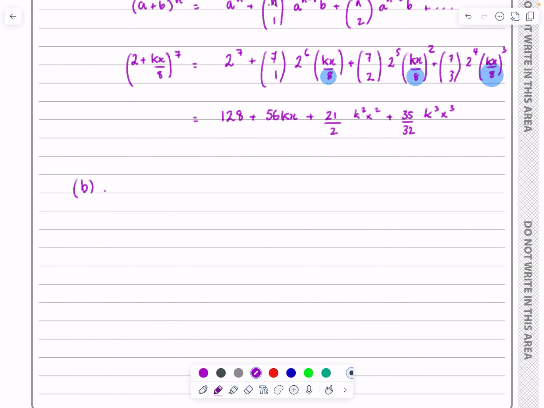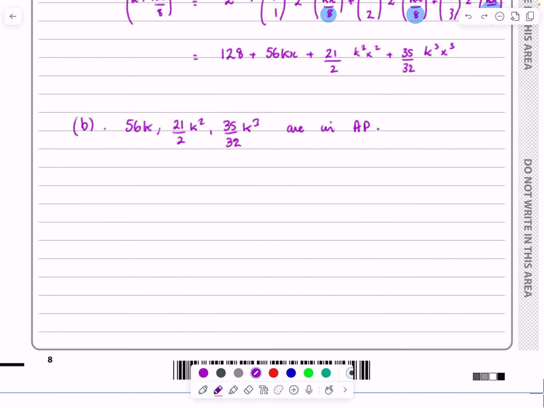If those 3 numbers are in arithmetic progression, I'm going to write it down, 56k, 21 over 2 k squared, and 35 over 32 k cubed. If they're in arithmetic progression, then this one minus this one is equal to D. This one minus this one is also equal to D. So those two things are equal to each other. Let's make that clear to the examiner.